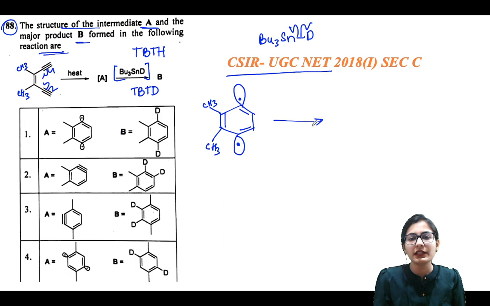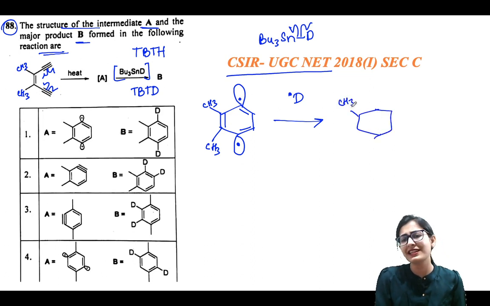And now what we can do directly, we are able to see we are getting radicals over here. This bond is going to open up and it is going to supply a deuterium radical. So the deuterium radical is going to connect with this radical, and finally the product will be something like this. Very easy question, and this question was asked directly for 4 marks.